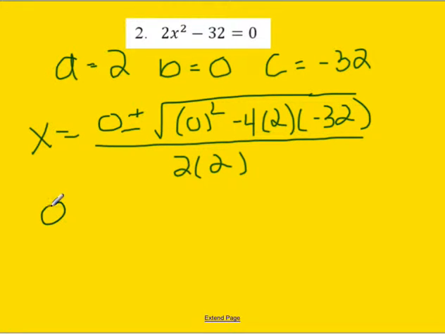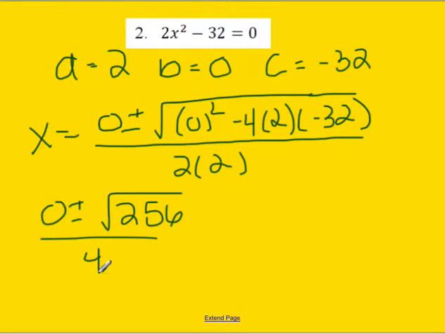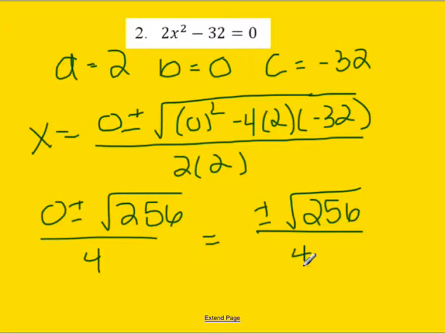So then we have 0 plus or minus the square root of 0 squared minus 4 times 2 times negative 32, and that's 256 divided by 4. Well, that 0 doesn't really mean anything. That's the same as plus or minus the square root of 256 divided by 4.